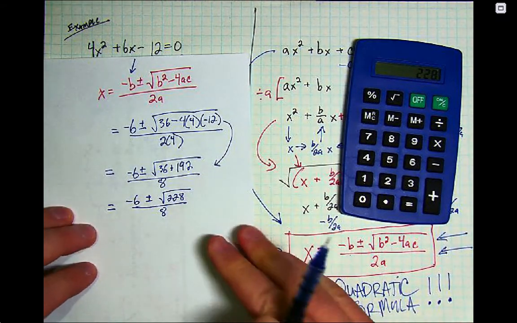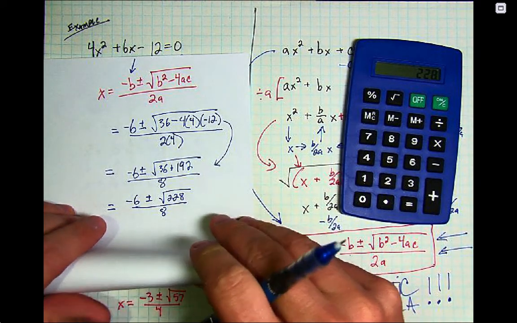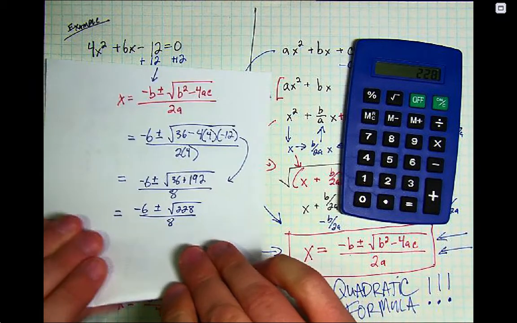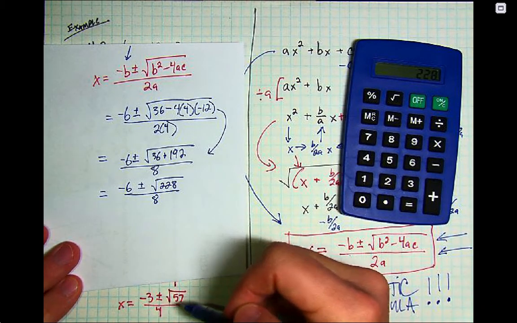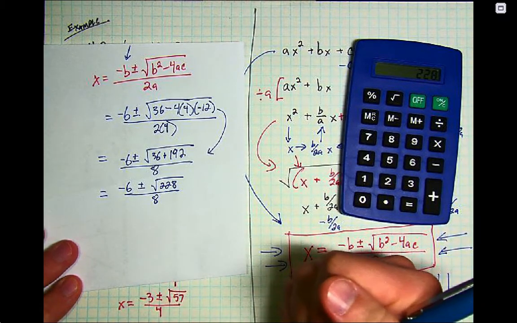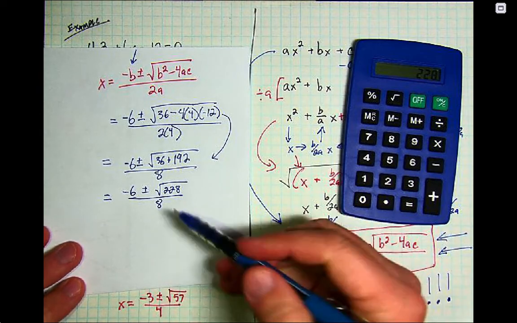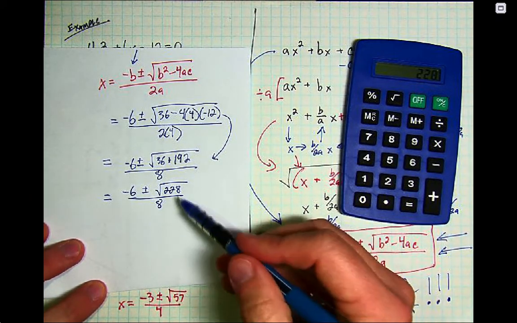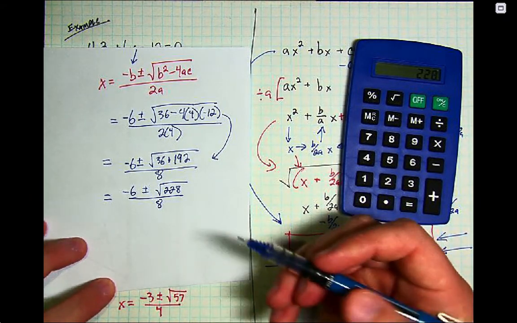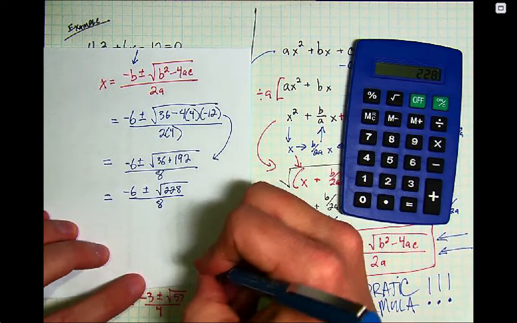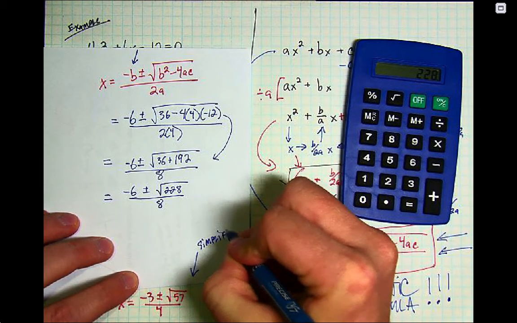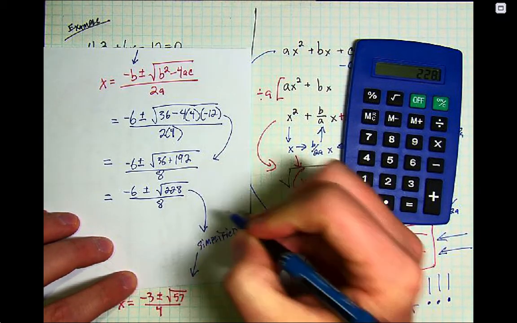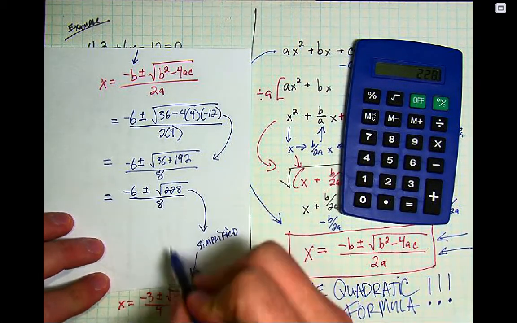Now wait a second. That's not what we got before. When we did this before, we got negative 3 plus or minus the square root of 57 over 4. What's the difference? Why did we not get the same exact thing? Which one is right? Which one is wrong? Well, this is just a simplified version of this.